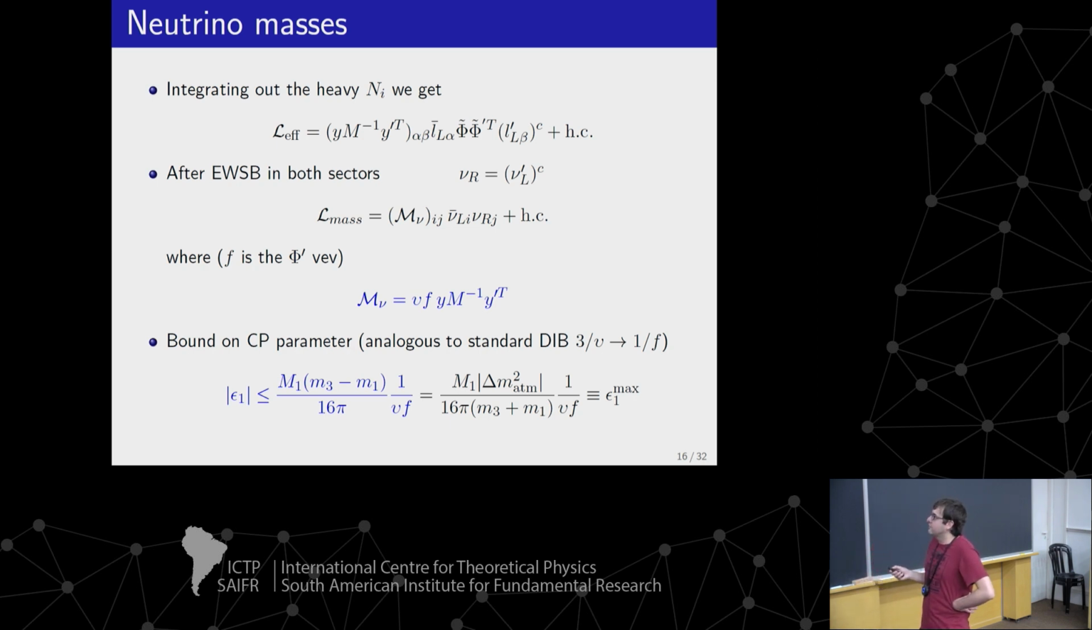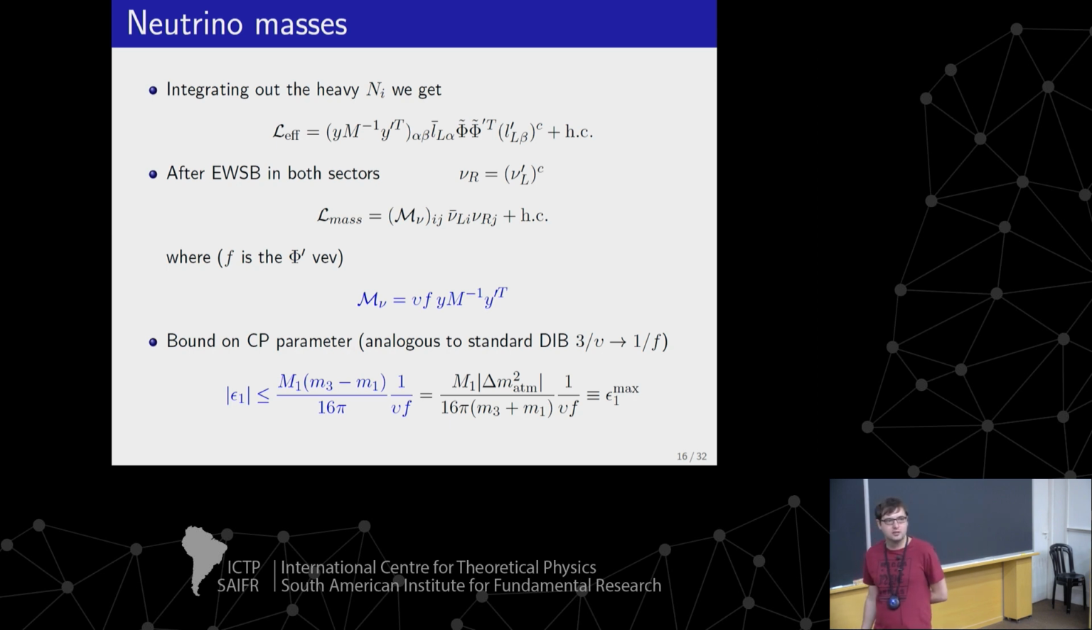And now you can also derive a bound on the CP parameter, this epsilon 1, because now we said that we are in a hierarchical spectrum, so M1 is responsible for leptogenesis. You can derive the bound on this, analogous to the Davidson-Ibarra bound. But here, instead of 3 over V squared as before, now we have 1 over Vf. So basically, 3 over V squared is replaced by 1 over Vf. And if you see that, if F is bigger than V, then it's worse, actually, right?